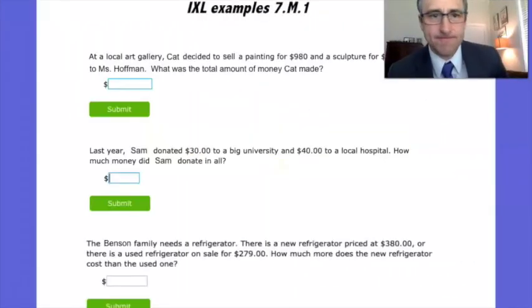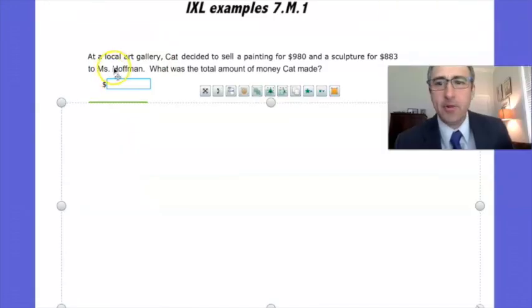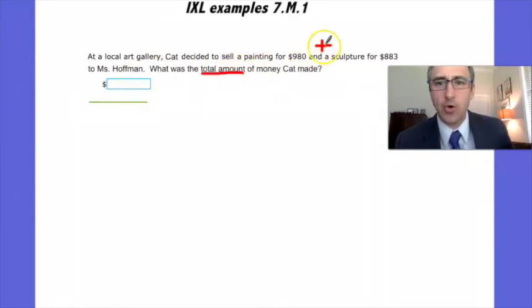Here's an example. At a local gallery, my friend Kat decided to sell a painting for $980 and a sculpture for $833 to Ms. Hoffman. What is the total amount of money Kat made? What would you do in this problem? Because we're finding the total, we are going to add, because it's Kat that's getting the money, not Ms. Hoffman that's spending the money.